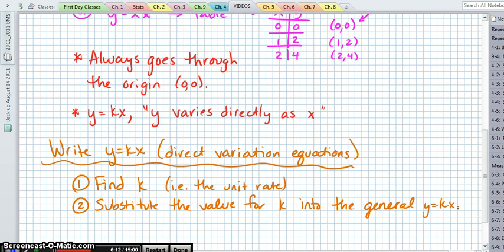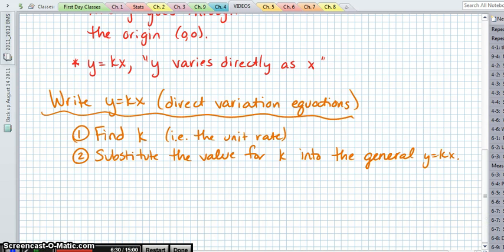We've written plenty of linear equations that are not in this format, such as y equals 3x plus 4. That's a linear equation, but it does not represent a direct variation situation. It does not go through the origin. So again, be on the lookout for the terms, varies directly before you jump into this.